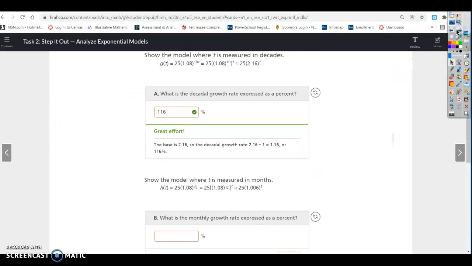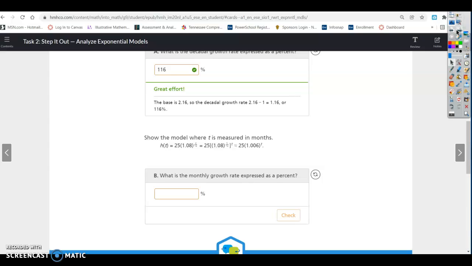All right, let's see what else it asks us. Show the model where t is measured in months. Again, we're going backwards now. In months means we take our initial interest rate and divide it by 12. So that's what they're showing here. T divided by 12, so our time t is in years, divide that by 12 months in a year, and that gives us the 1.006 to the t power.